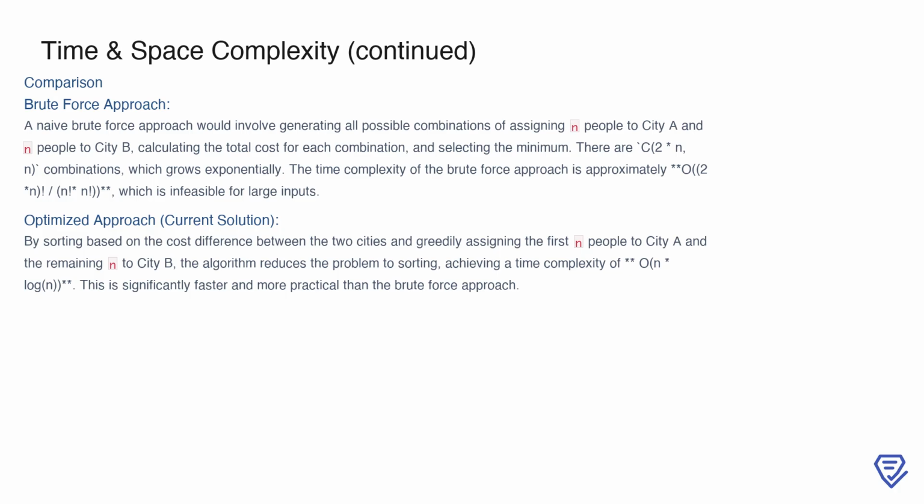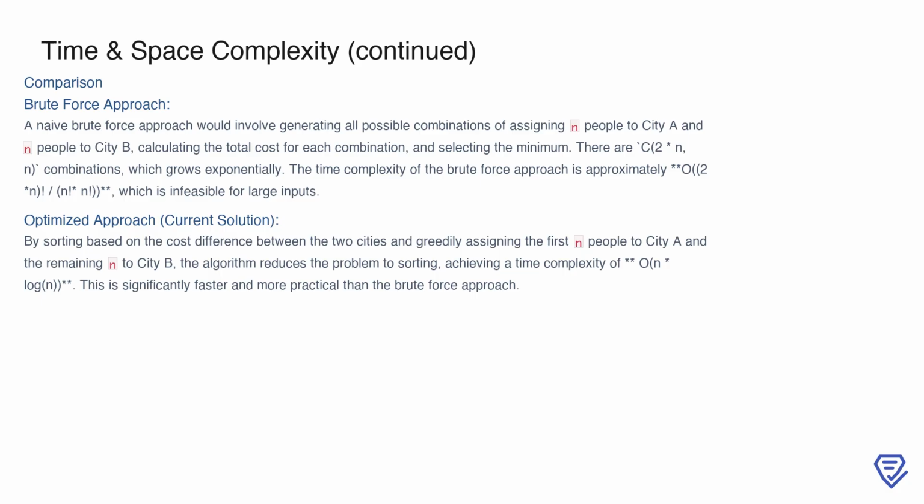A brute force solution would involve generating all possible combinations of assigning n people to city A and n to city B. With C(2n, n) combinations to evaluate, the time complexity grows exponentially as approximately O(2^(2n) / sqrt(n)). This is computationally infeasible for large inputs.